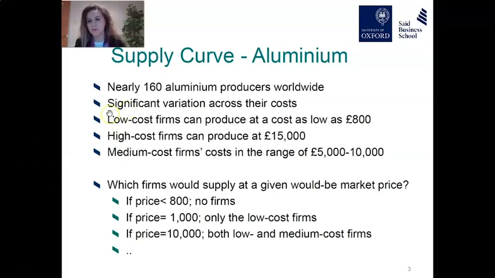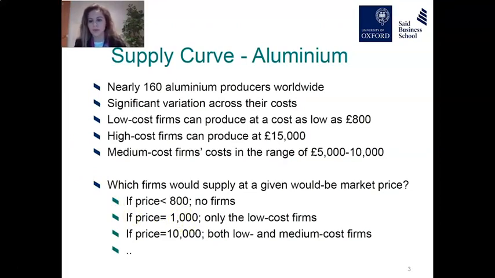Even the low-cost firms, the very efficient ones, are unable to cover their costs at such a low price point, so they wouldn't be willing to supply. And if they're not willing to supply, then of course the remaining wouldn't be willing to supply either. So if the price goes up to 1,000, now the price goes up a little bit. How would the supply decisions change?